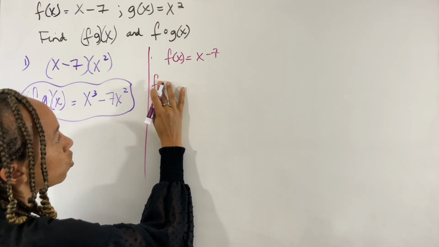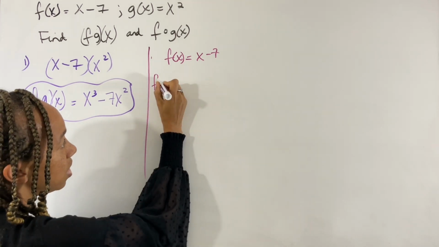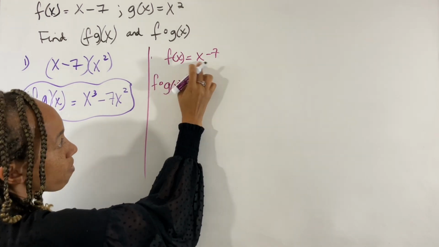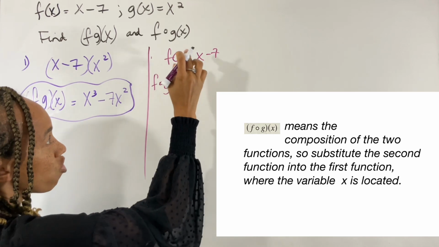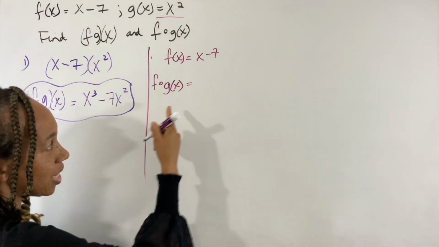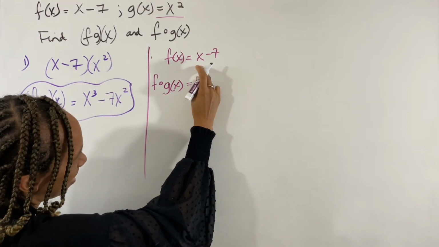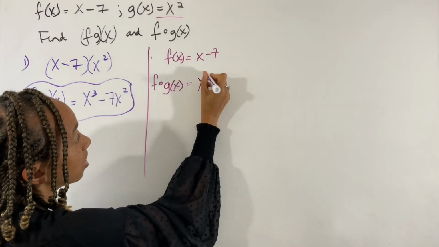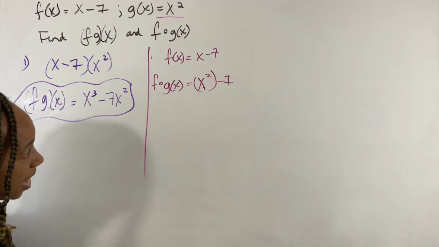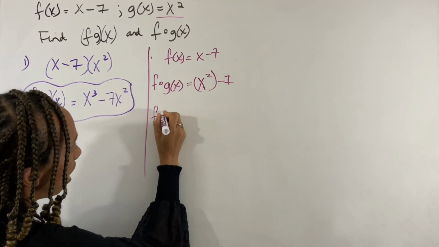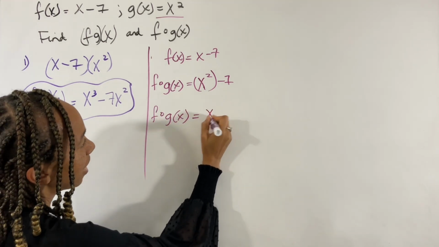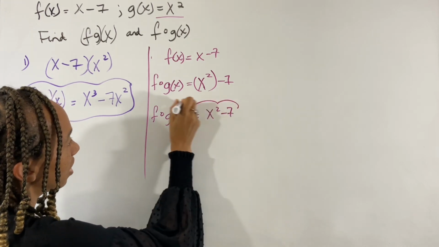Then you're going to write what you're finding. F of, do not write as big as that. You need to have a little open circle, meaning composition of. Wherever you have the x, you're going to replace it with what you have for your g of x. So in this case, I'm going to replace this with x to the second power, and I can use my parentheses, minus 7. And then you just write your final answer now without the parentheses as x squared minus 7. And there is the difference there.